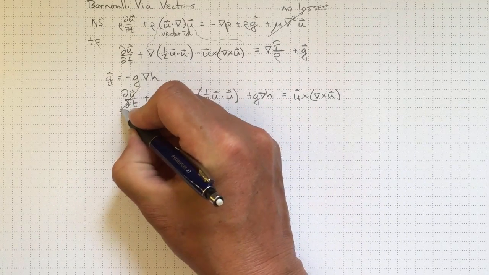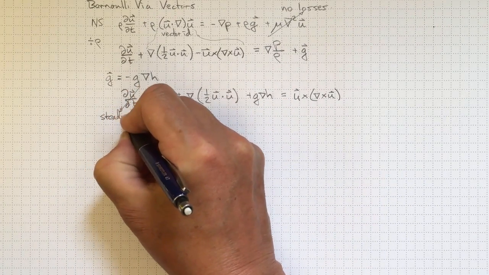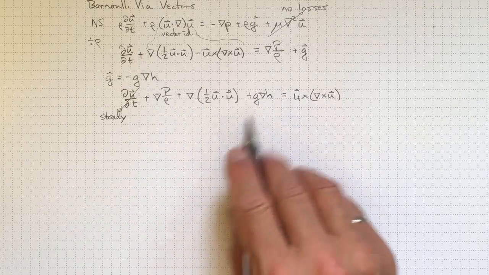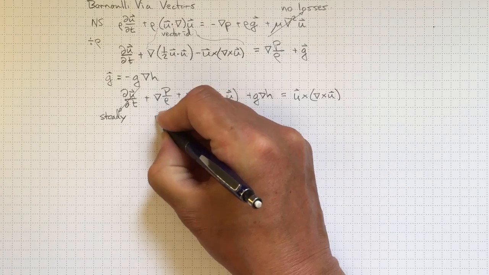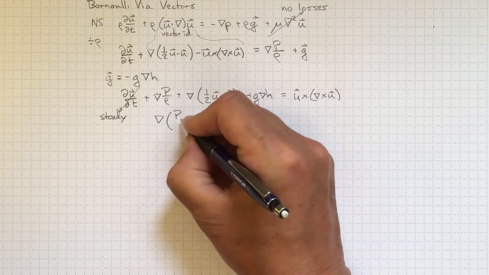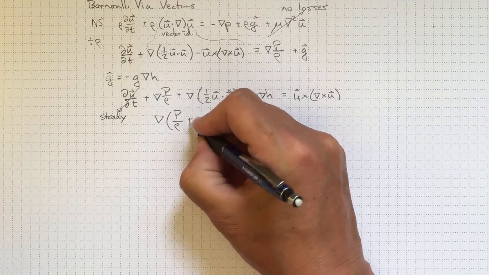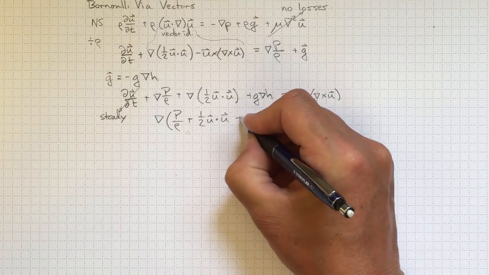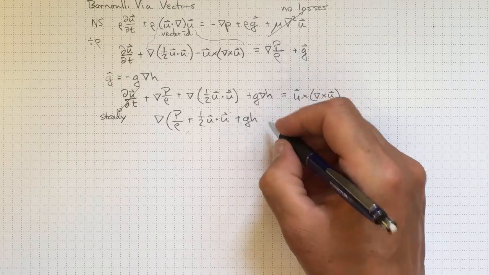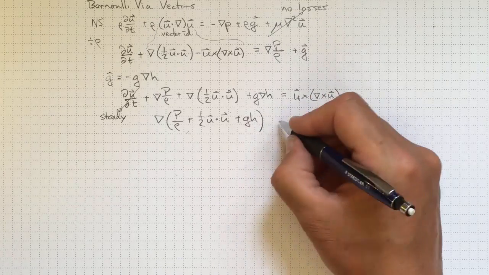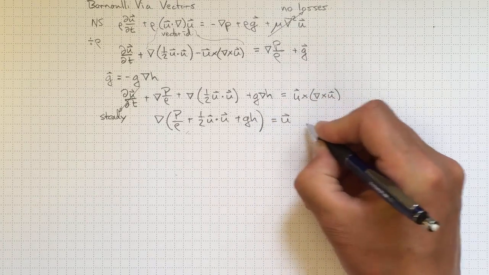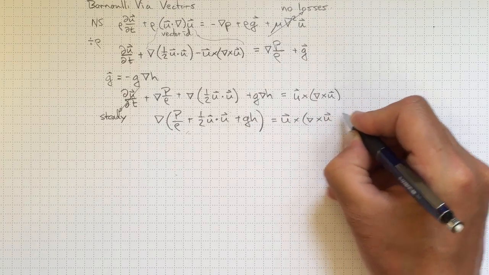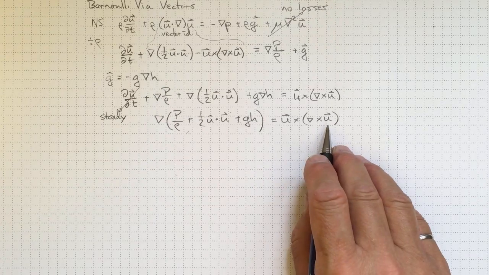Now if this is a steady flow, then the time derivative will drop out and we'll be left only with these terms. We've got the gradient operator in all of these, so we could take that all together as the gradient of p over rho plus a half u dot u plus gh. And that'll all still be equal to that u cross grad cross u. This vector quantity we're not sure what to do with.